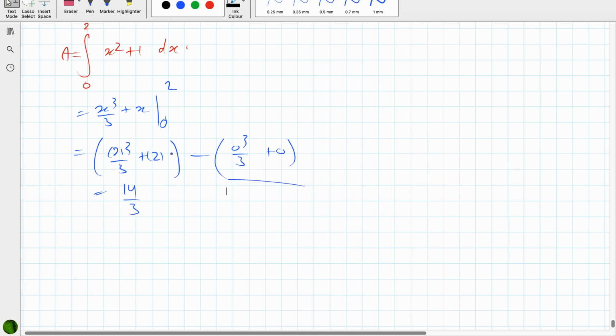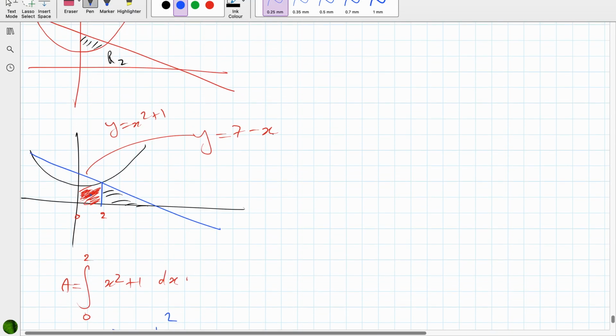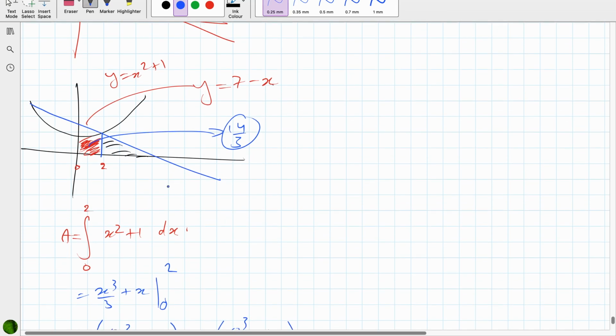And this part is 0. So 14 by 3. This shaded area right here is 14 by 3. We'll keep it for now. And now I'm solving for the triangle. I need to find this point. At this point, we know that y is 0.